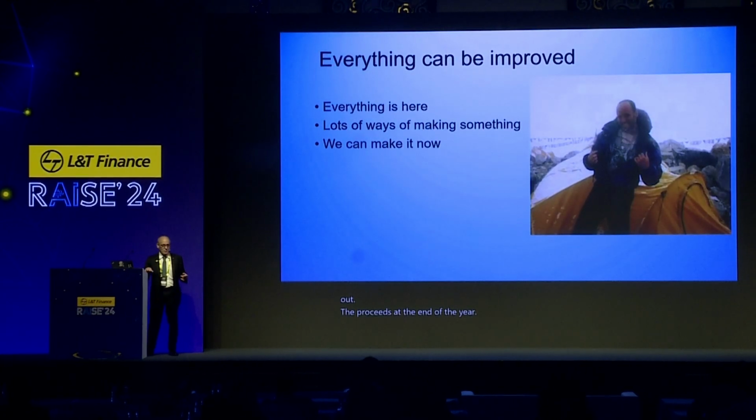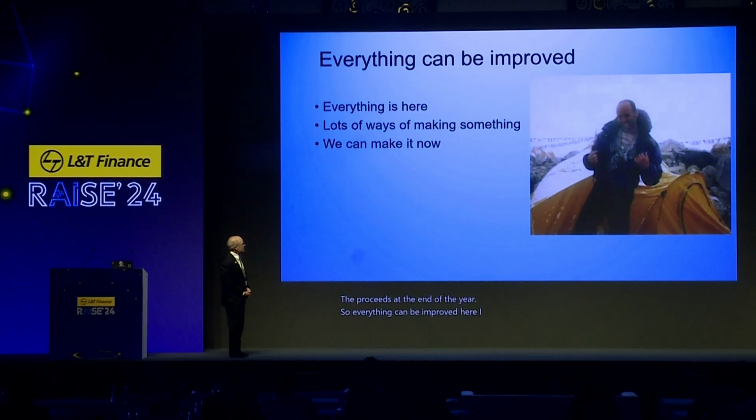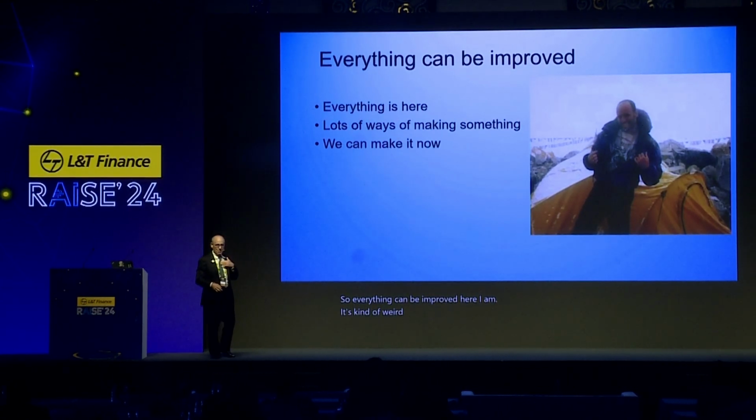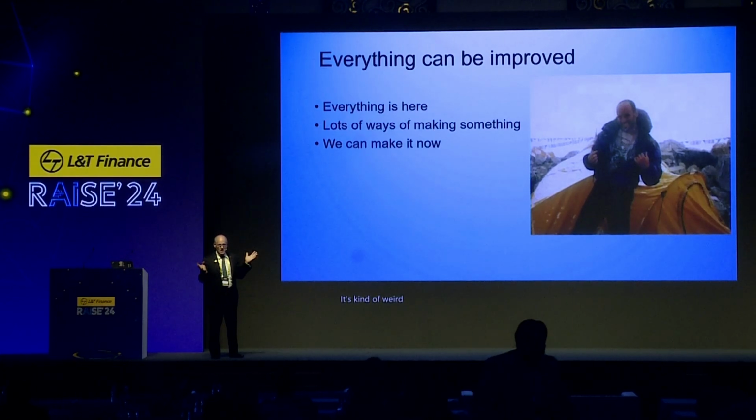So everything can be improved. Here I am supporting the scientific expedition to Everest, and they had put the blood oximeter on the finger of the mountain climbers. It's kind of weird. I mean, how can you put it on a glove? How can you grab anything if you have this blood oximeter on your finger? So I put it on the sternum.